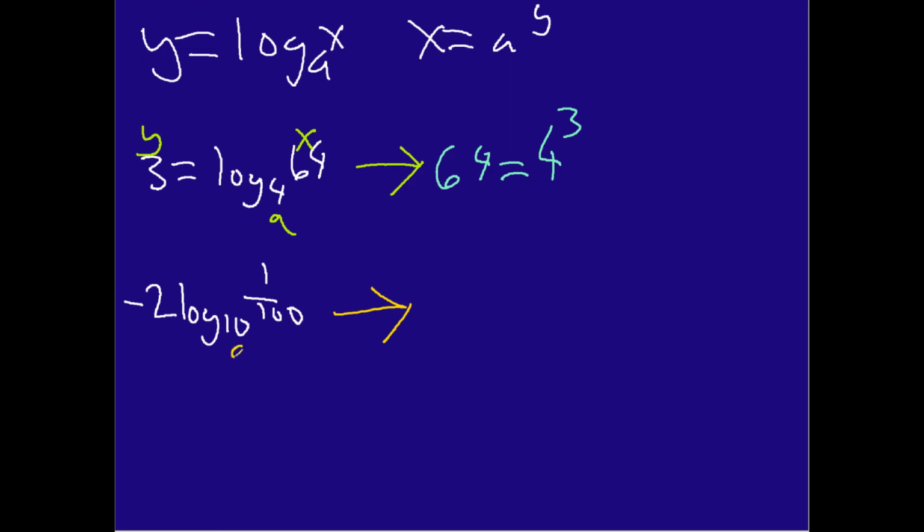So it looks like our A is going to be 10. Our X is going to be this 1 over 100, and our Y is going to be this negative 2 over here. So for my X, it looks like I'm going to have 1 over 100 equals, so my A is going to be 10, and my Y is going to be negative 2. And again, you can check that and you can see.